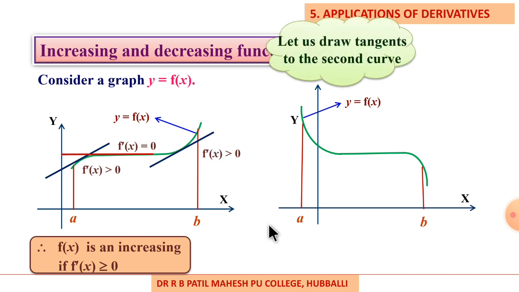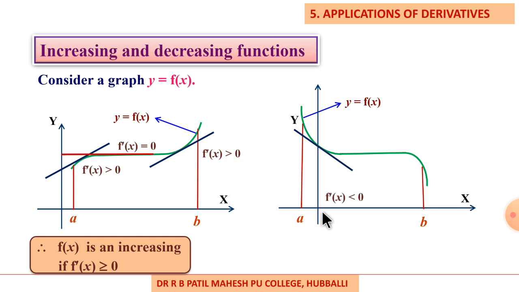Now similarly in the second curve, first take one tangent, where f dash of x is less than 0. The second tangent is f dash of x equal to 0, and the third tangent is f dash of x less than 0. In these three slopes, the first gives f dash of x less than 0, here it is equal to 0, and here also we get a negative value, f dash of x less than 0.